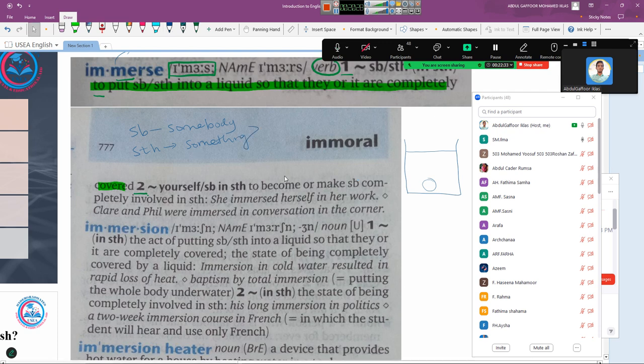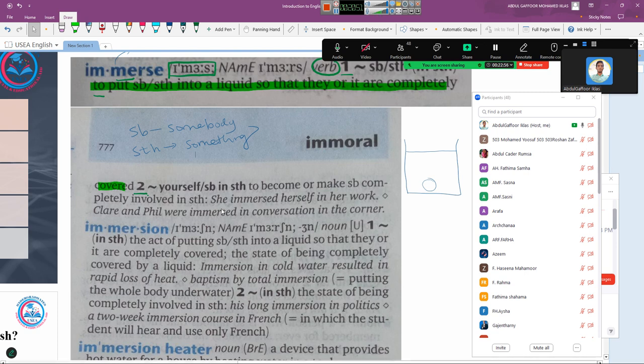To become or make somebody completely involved in something. So to be involved, immersed in something is called immerse. Now the italic sentences are the example sentences. These sentences depict how you can apply these words in your day-to-day conversation, right?